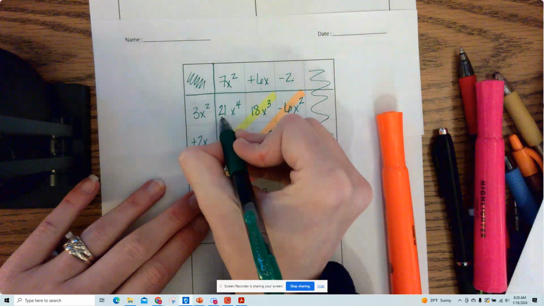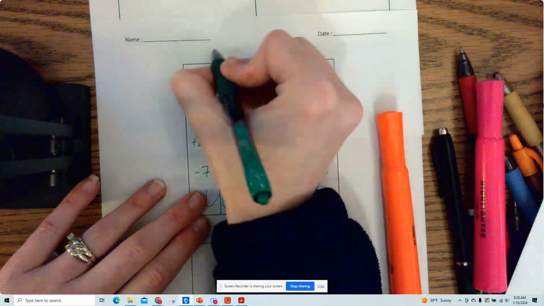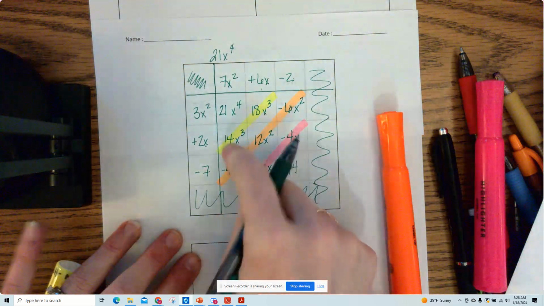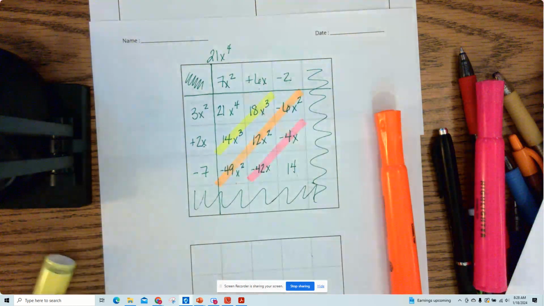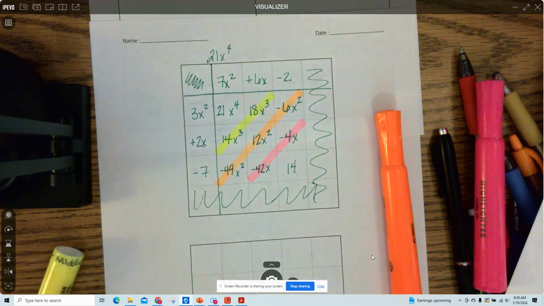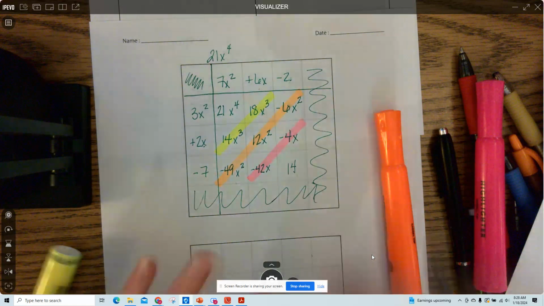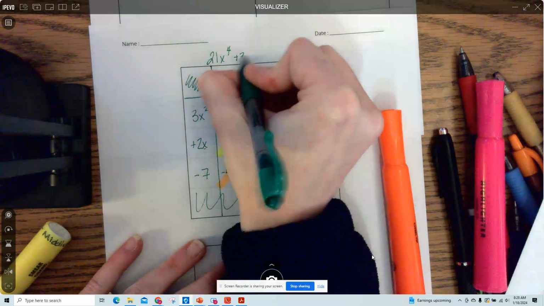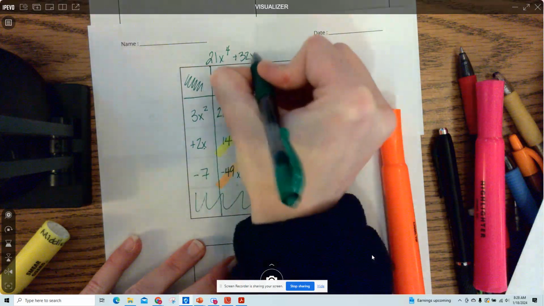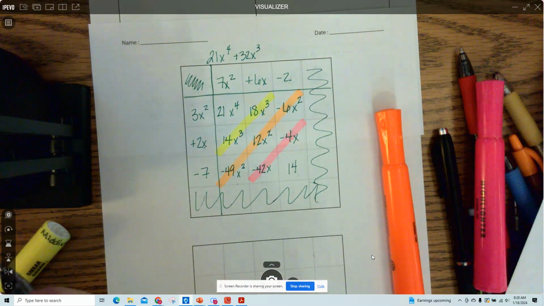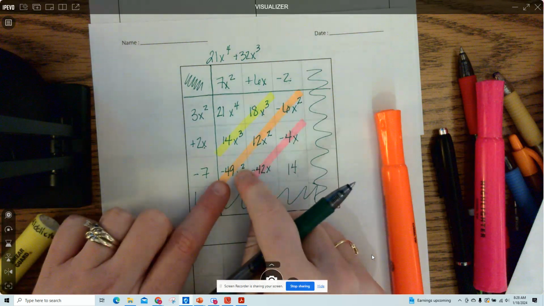Okay, 21x to the 4th. That's my biggest exponent. Nobody to combine them with. All right, x cubed. I've got to combine a 14 and an 18. 32. Combining. Add them. Yep. Plus 32. And you just keep the x cubed. Those don't get combined when you're combining like terms.